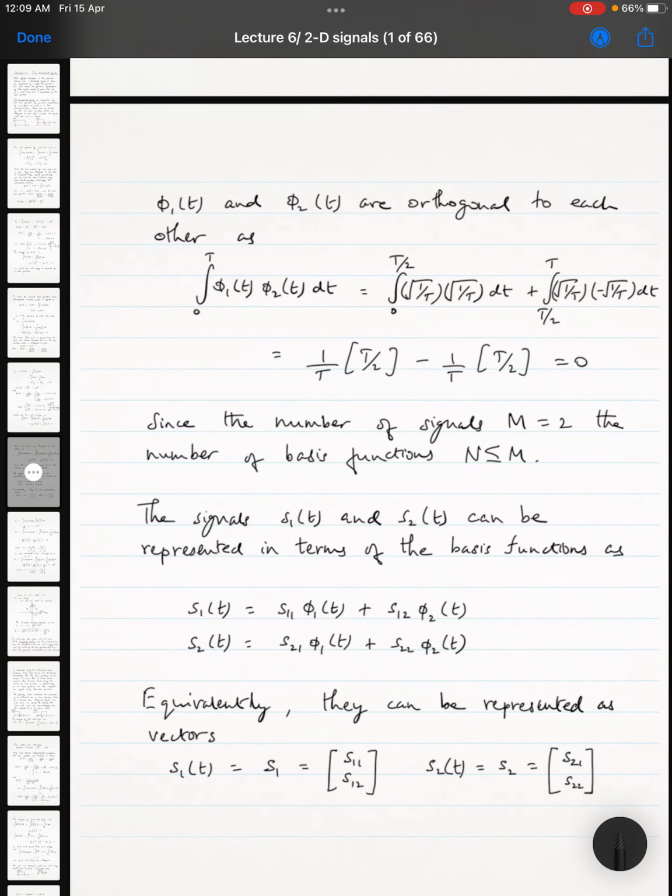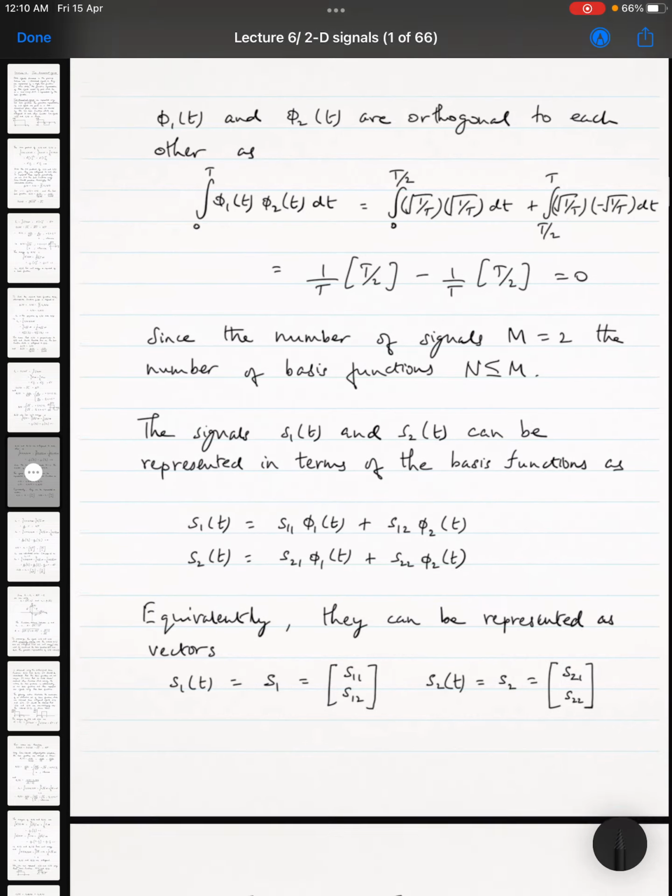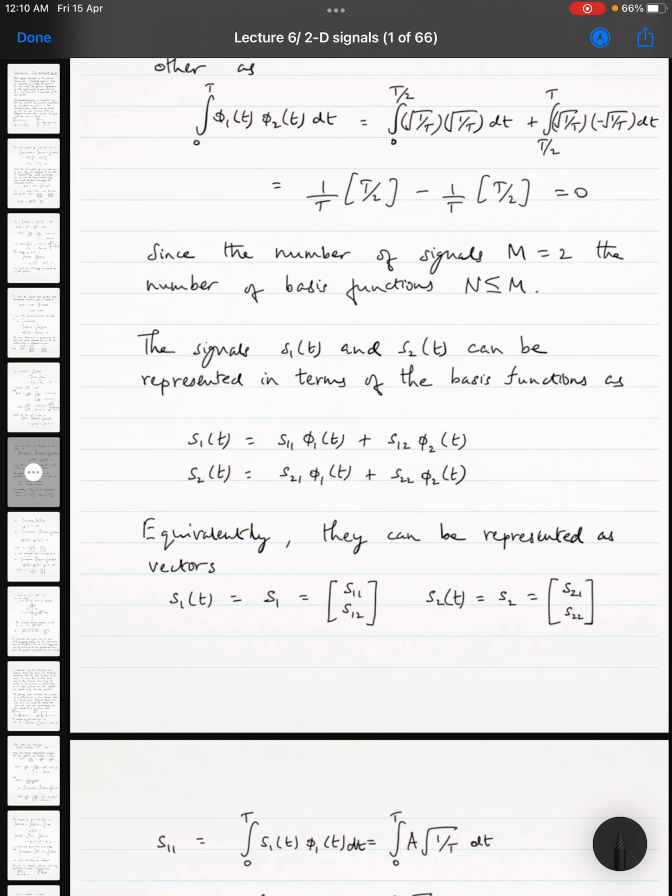Now we can get the vector representation of the two signals s1 of t and s2 of t. The general form of the equation is s1 of t as s11 phi 1 plus s12 phi 2, where s11 is the projection of s1 of t onto phi 1 of t, and s12 is the projection of s1 onto the basis function phi 2, and so on, right? So we have the vector notation for these signals as the elements s11, s12, and similarly for the signal s2 of t as s21, s22.